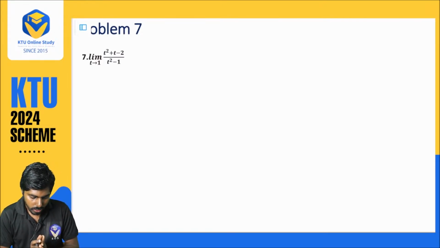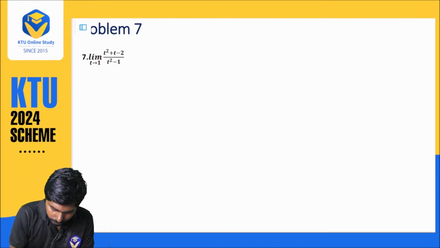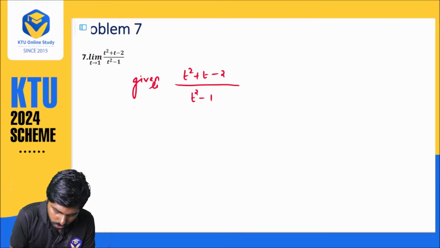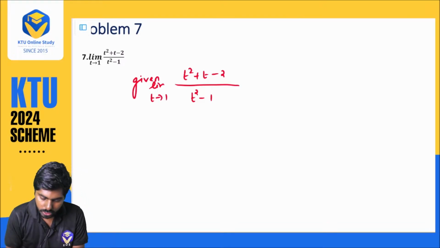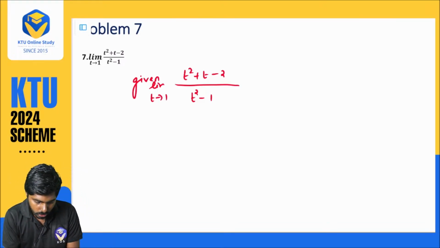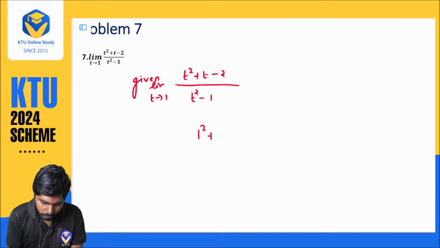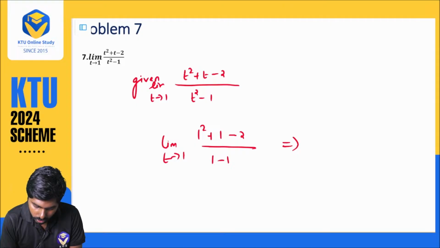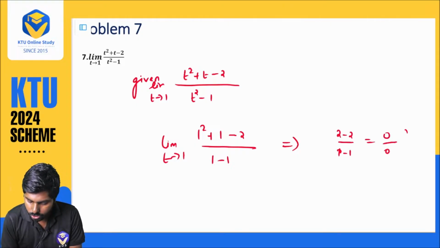Now here also, just see the limit. They have the same type of problem: limit as t approaches 1 of (t square plus t minus 2) divided by (t square minus 1). So just apply: we get 1 square plus 1 minus 2 divided by 1 minus 1, that is 2 minus 2 divided by 1 minus 1, which is nothing but 0 by 0 form.